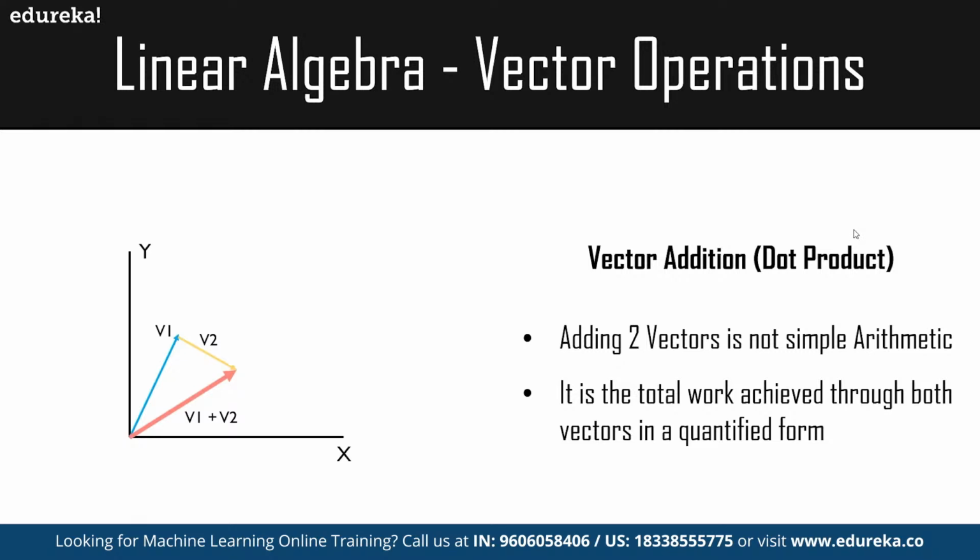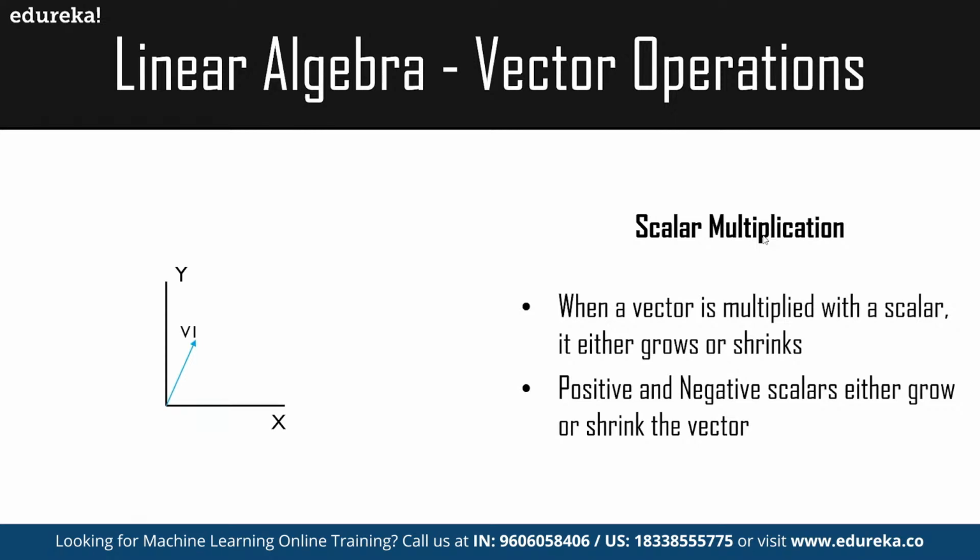Now after this we have scalar multiplication. When a vector is multiplied with a scalar, it either grows or shrinks, and positive and negative scalars either grow or shrink the vector. So if a vector is multiplied with a constant, it either grows or shrinks accordingly, as we discussed. And this can be used in something called shearing, which can be used as a part of scalar multiplication. Shearing helps in the manipulation of the pixel information.